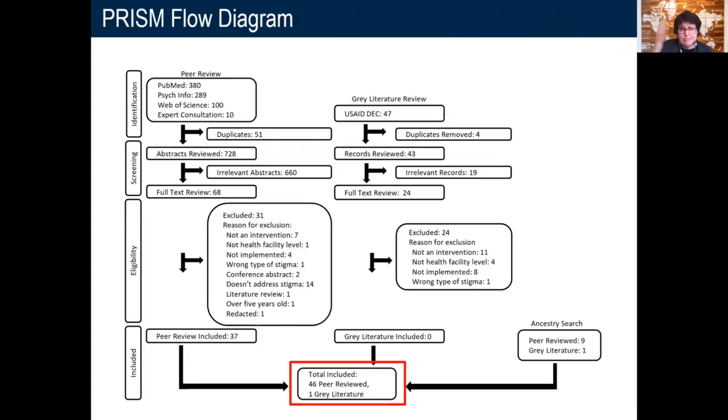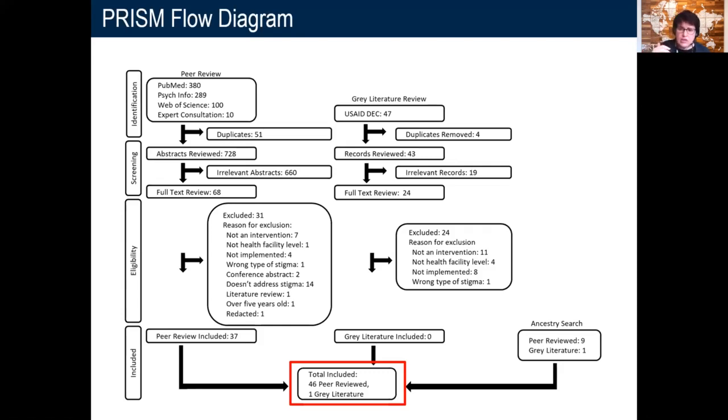This is the flow diagram of the process. We had a total of 728 peer-reviewed abstracts, which we assessed, of which 68 articles underwent full text review and 37 met the inclusion criteria. All 9 peer-reviewed records identified through a citation ancestry search were included. So after the 37, we identified another 9 through an ancestry search.